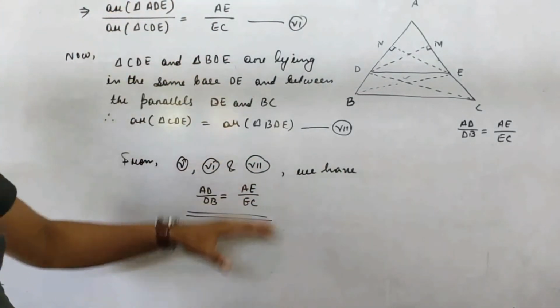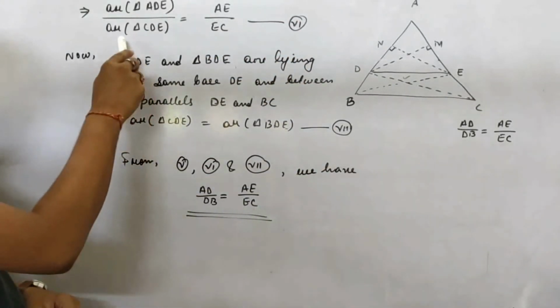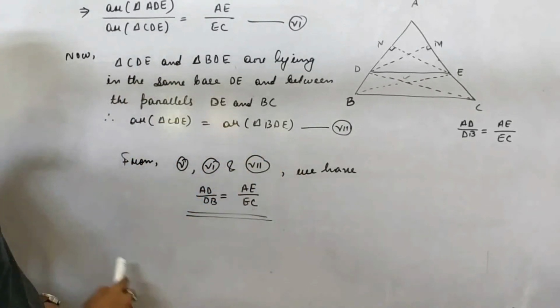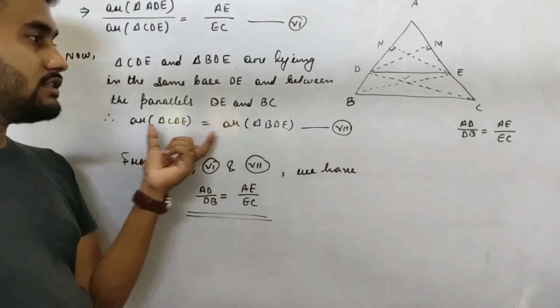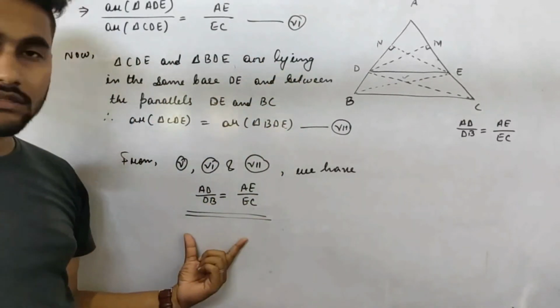After dividing, you will get equations 5 and 6. So the last step will be that you have to match the area of CDE and BDE, because ADE will match. So you match these two triangles by the theorem that we have got in class 9. After doing that, you will get this answer.